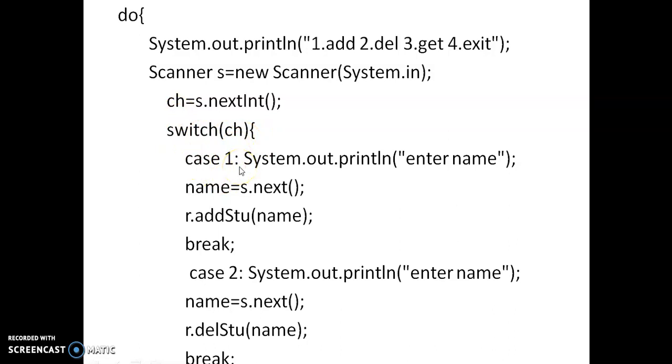If I enter 1, that is add the student data. So enter the student name. Whatever student name I enter is stored in name, and that name is added to the student list. Right? If I enter 2, then I want to delete. I will be entering the name which I have to delete. Then that name will be deleted from the student list by using this delete student method. This method will be called in turn.